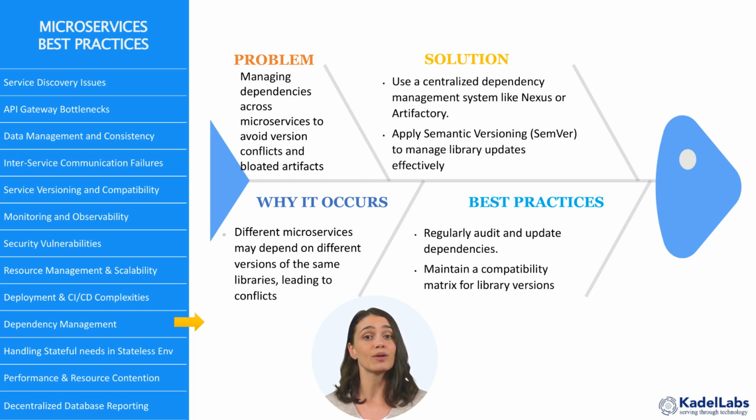Best practices include regularly auditing dependencies to remove outdated libraries, maintaining a compatibility matrix to track compatible versions, and automating checks in the CI/CD pipeline to prevent conflicts from reaching production. By following these strategies, we can minimize version conflicts and maintain a stable microservices environment. Next, we'll discuss handling stateful services in a stateless environment.